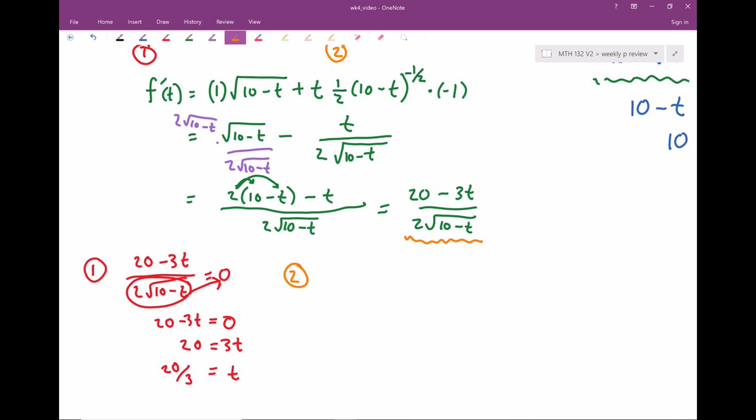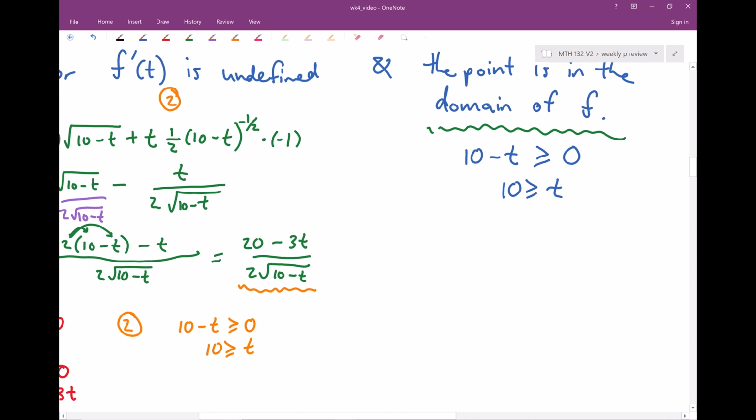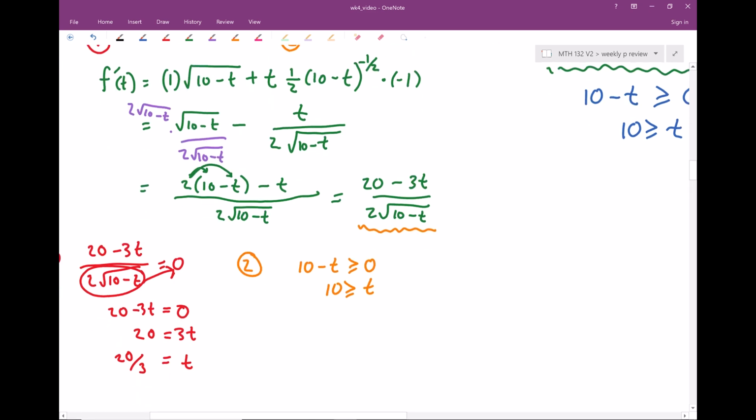We do have a square root, so we want to make sure the thing that we're plugging into the square root should be greater than or equal to 0. And this just tells us again that t should be less than or equal to 10. But that's what we already needed for it to be in the domain. So that's not really any new information here. So this is one place where the derivative would be undefined, when t is greater than 10, and it's because the function's not defined there. So again, not so much new information. So that's the square root stuff.